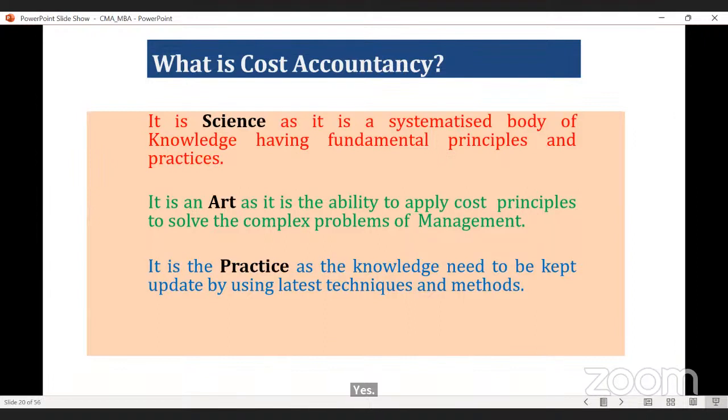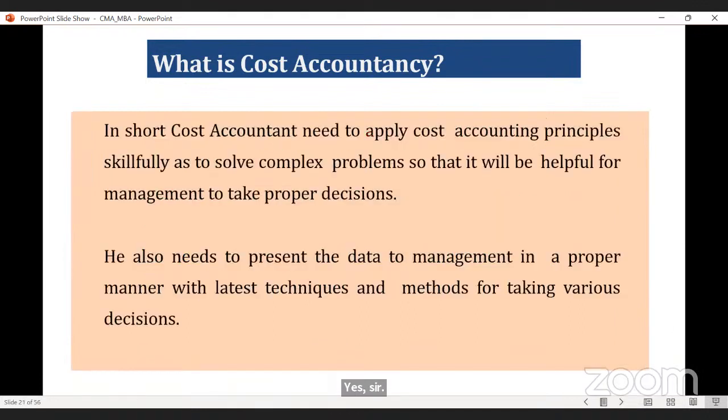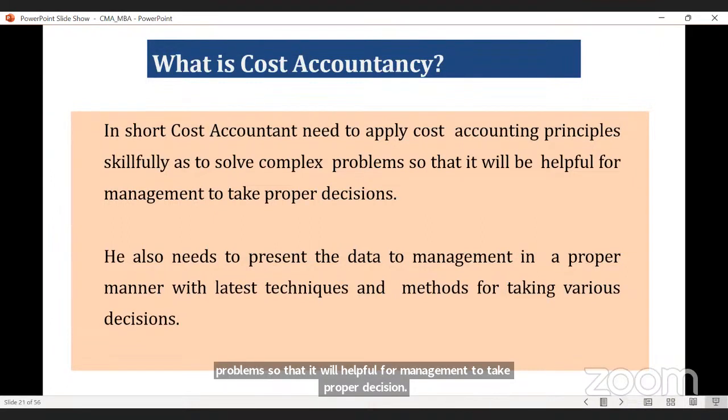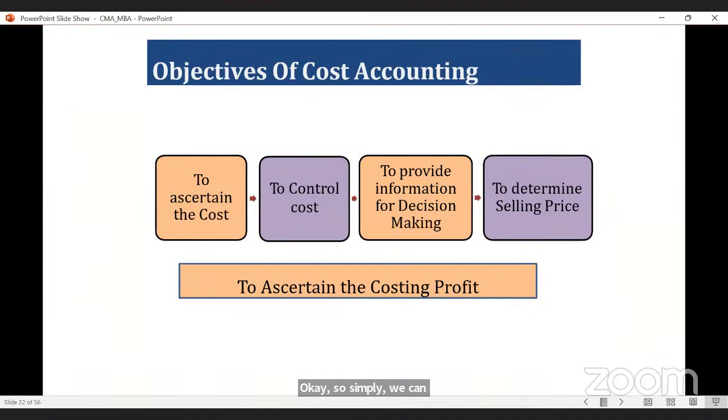So, this is all about the terms: costing, cost accounting as well as cost accountancy. So in short, a cost accountant needs to apply cost accounting principles skillfully so as to solve complex problems, so that it will be helpful for management to take proper decisions. Okay. So simply we can say cost accountancy is a profession.